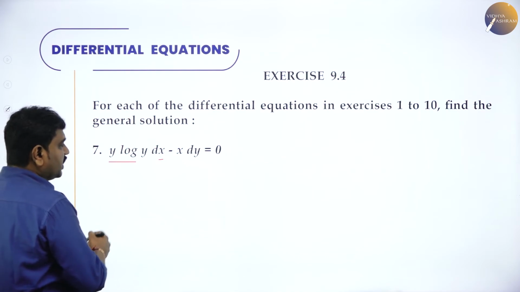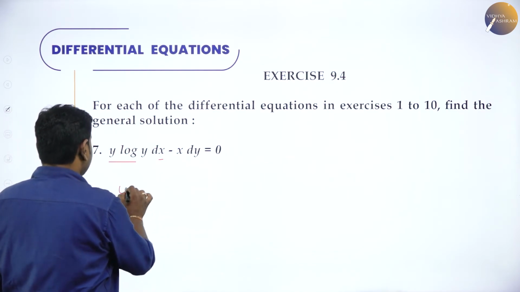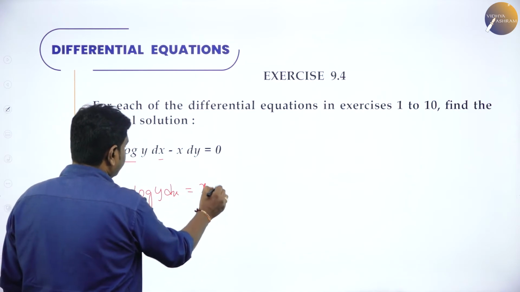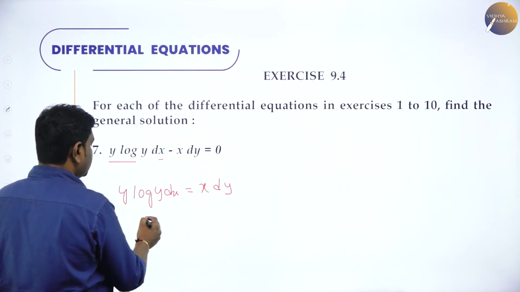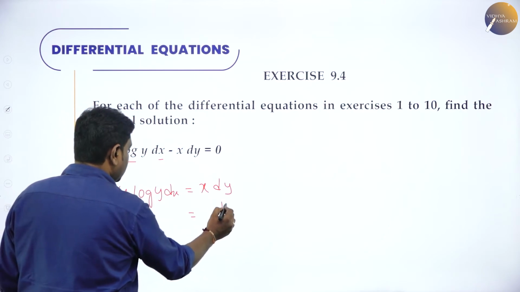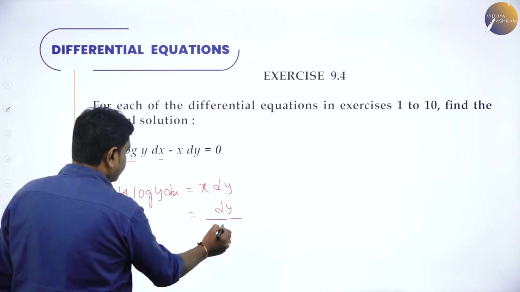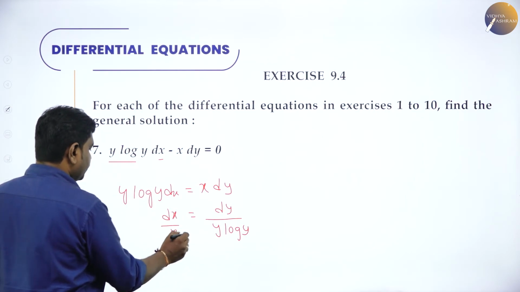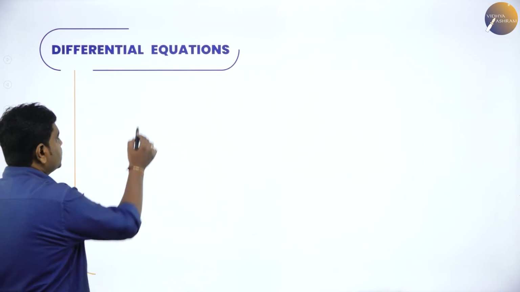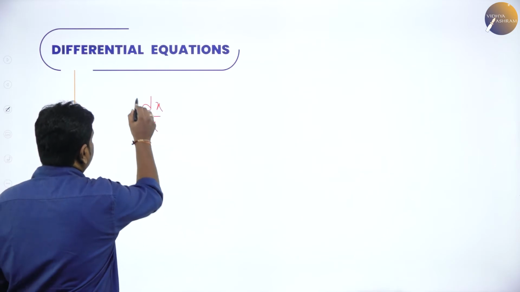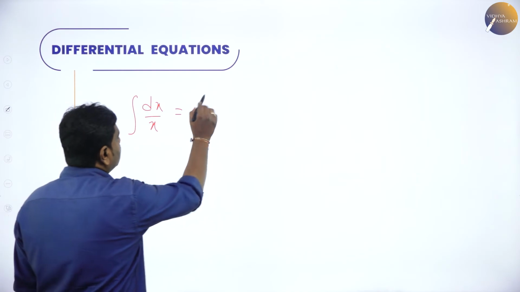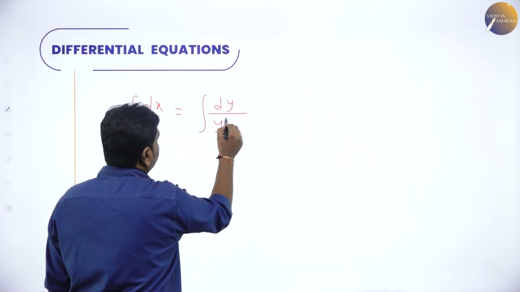Y log y dx minus x dy equal to 0. Here again rearrange. So I'll write y log y dx is equal to x dy. Now functions of y transfer that side. So dy divided by y log y. And x you bring this side, dx by x. Now integrate both sides. Dx by x integration is equal to RHS. What is RHS? Dy by y log y.